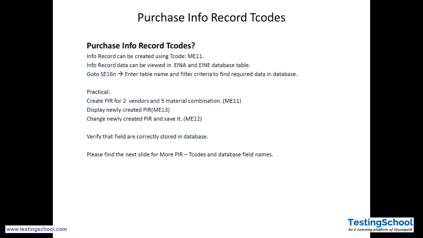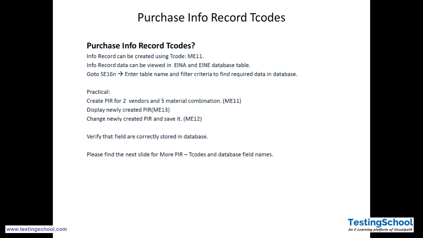Purchase info record T codes. You can create a purchase info record in SAP MM using T code ME11. Info record data, that means whatever info record is there, we can view in two tables: EINA and EINE database tables. How to view these database tables? We can go to SE16N, then enter the table name EINA. Then table EINA will be displayed.